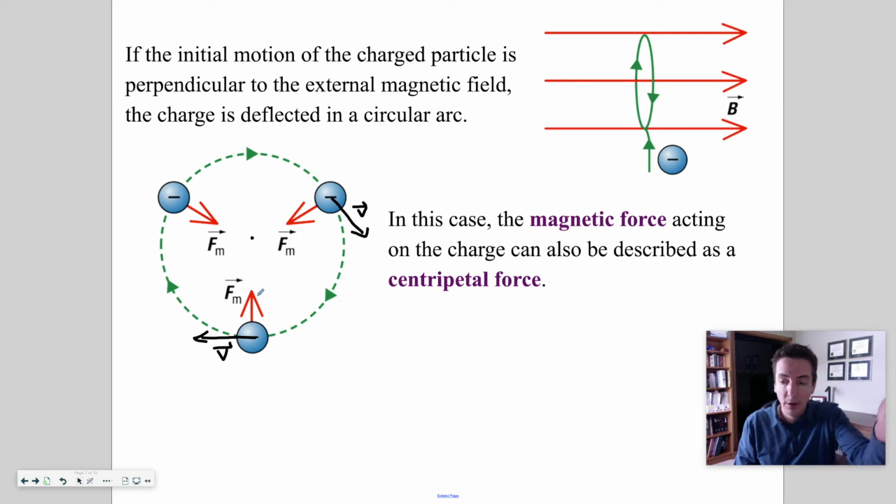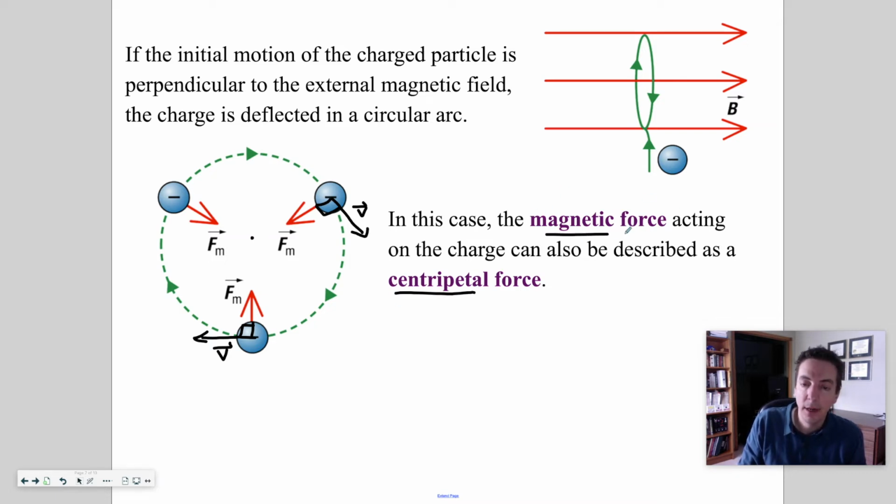So notice, no matter if I go around a circle like this, my thumb is always perpendicular to my palm. They form a 90-degree angle. So the force and the velocity are perpendicular to each other. Ugh, there's my limited drawing skills with my mouse, but you get the idea. So the words centripetal and magnetic are adjectives to describe that same force.